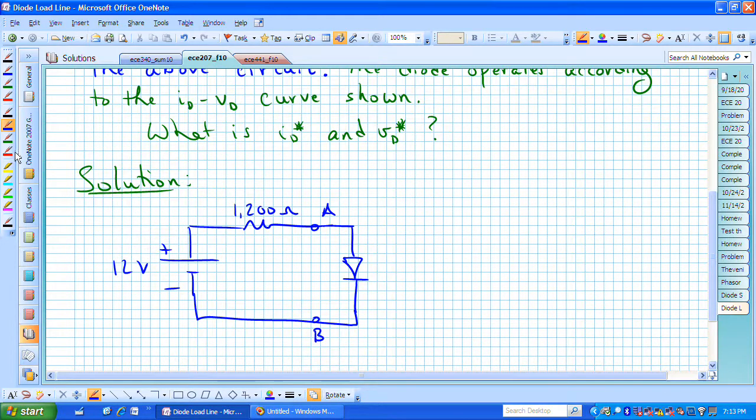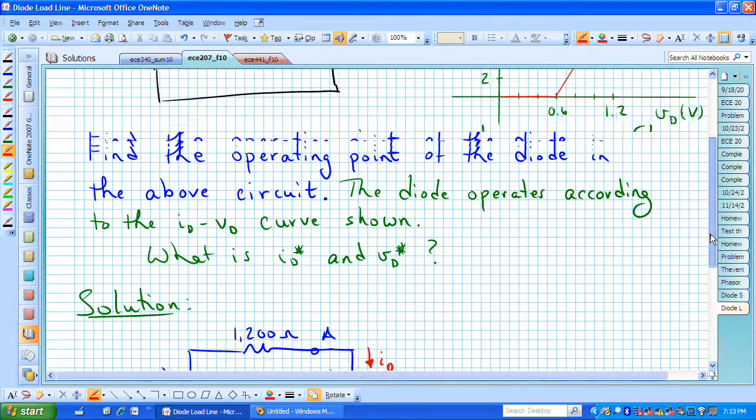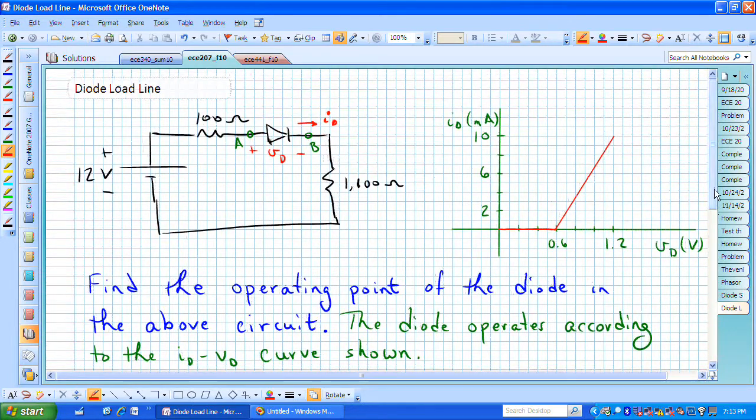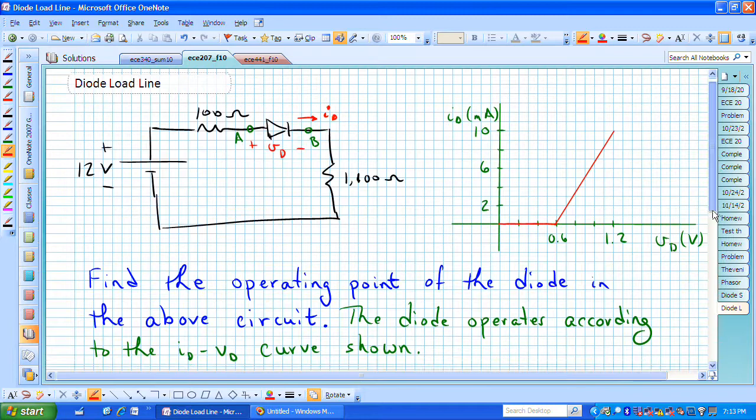And we are interested in finding all of the possible combinations that satisfy this circuit for the current I sub D and the voltage drop V sub D across some generic device, and then we'll find that linear relationship and intersect that with this particular IV curve on the right that this particular diode satisfies.